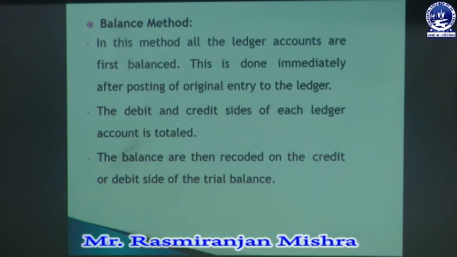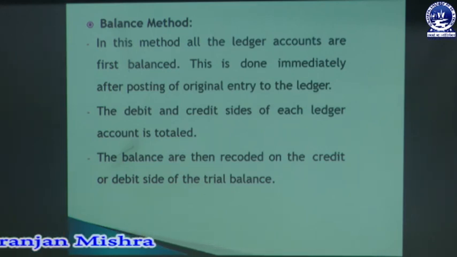So the debit and credit side of each ledger account is totaled. The balances are then recorded on the credit or debit side of the trial balance. In order to find out the balance of a particular ledger account, we must total both sides of that particular ledger account. That means we have to total the debit as well as credit of the respective ledger account. Then after totaling the debit and credit, find the difference and put that difference on the lesser side, by writing either 'to balance carried down' or 'by balance carried down'. And the account shows the higher side as the balance.